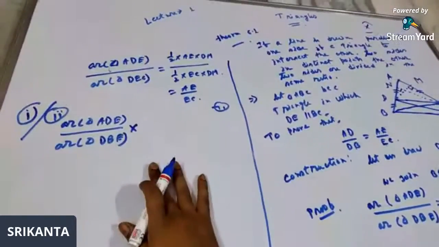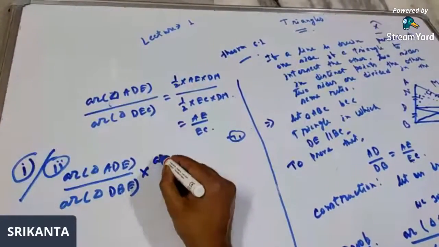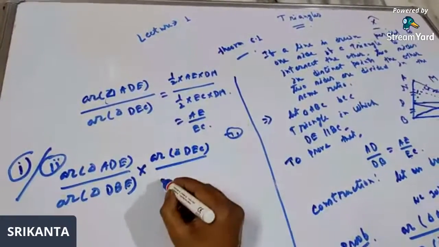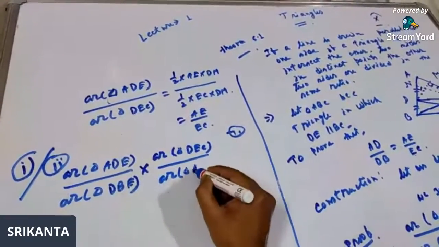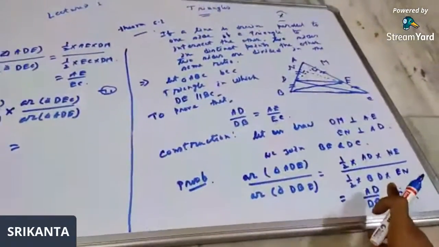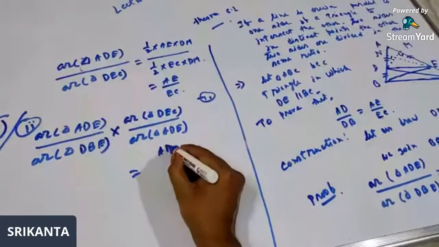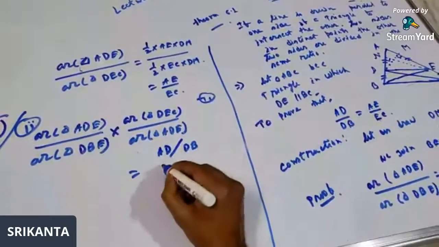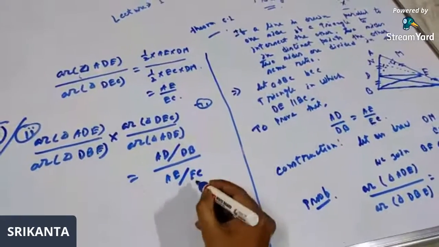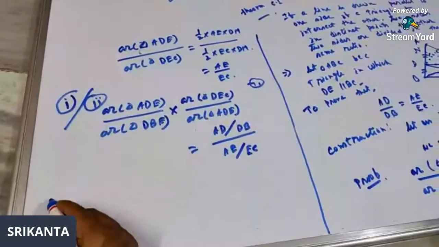So here we also will do the same thing. Here this will be reversed. So multiply area of triangle DEC by area of triangle ADE. Clear? And in the right-hand side also, at first we need to write this. So AD by DB. Now here we are writing like this: AD by DB whole divided by AE by EC. There is a reason to write this, right? Now you understand this one.